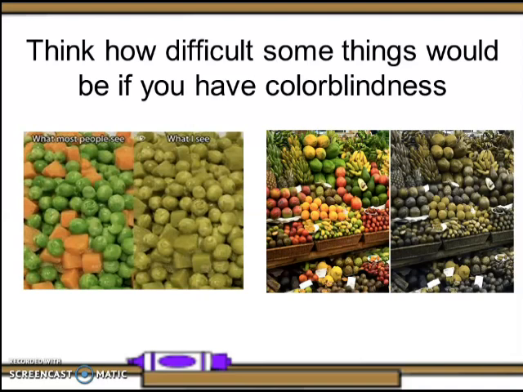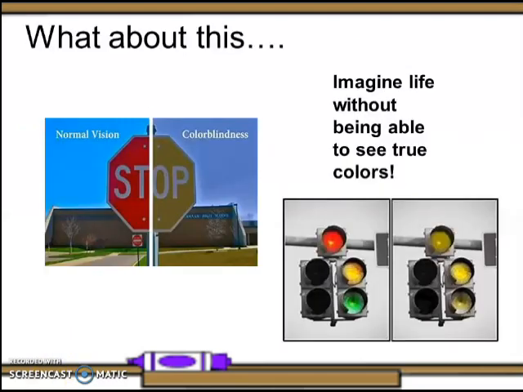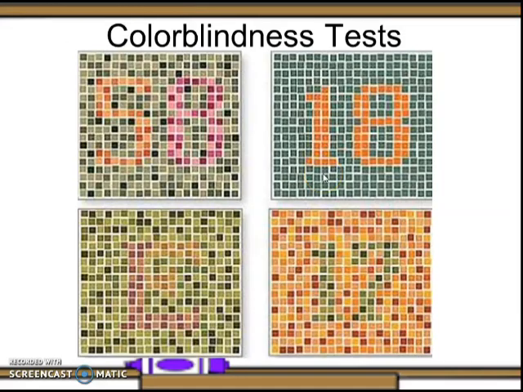People with this type of color blindness cannot tell the difference between red and green. They often see these colors as shades of brown. Boys are much more likely to be colorblind than girls. This is because color blindness is a sex-linked recessive trait. What about this? Can you imagine life without being able to see the true colors? Color blindness test. Can you identify the numbers?